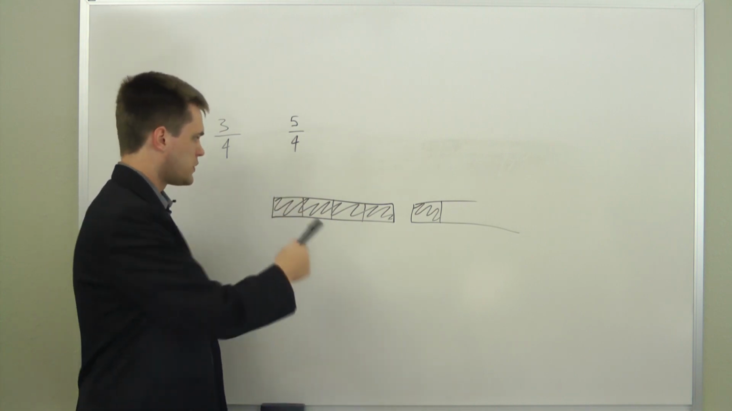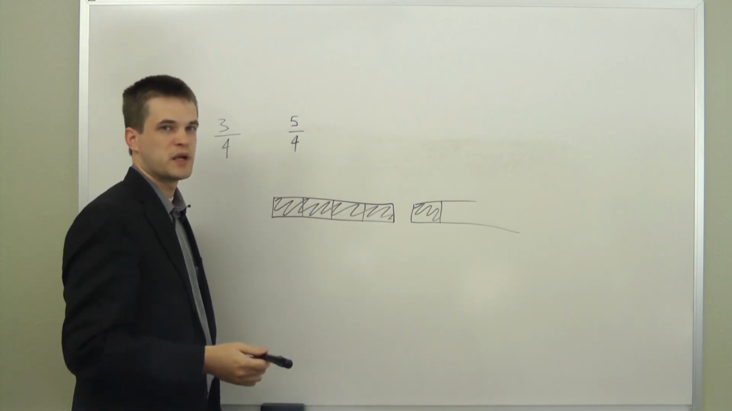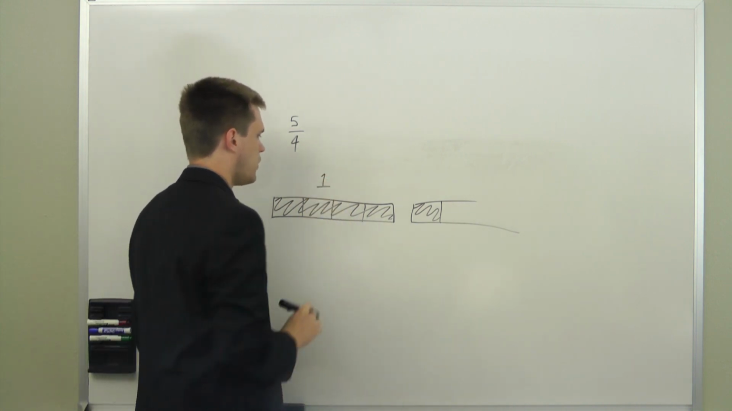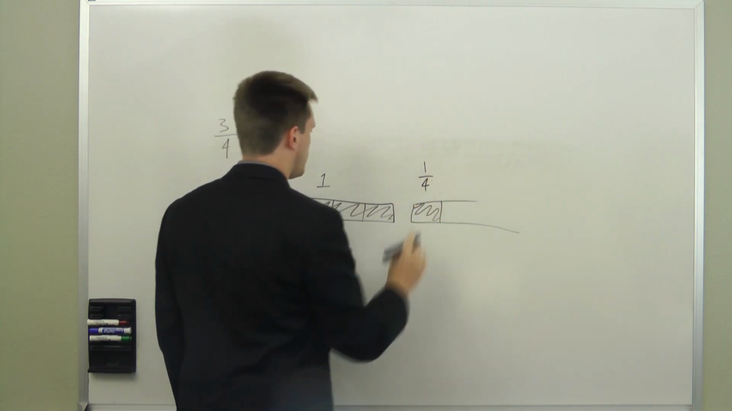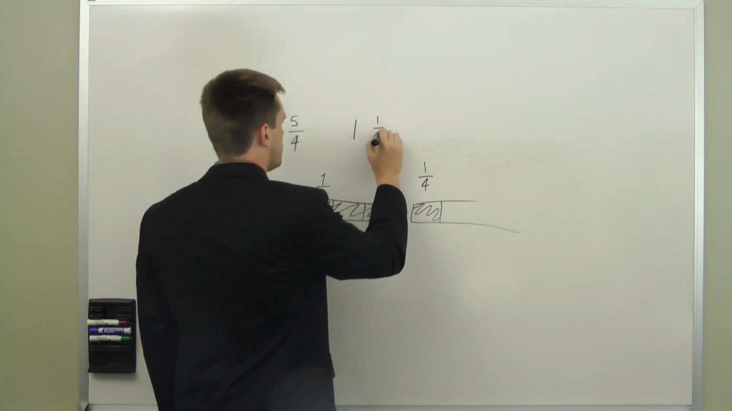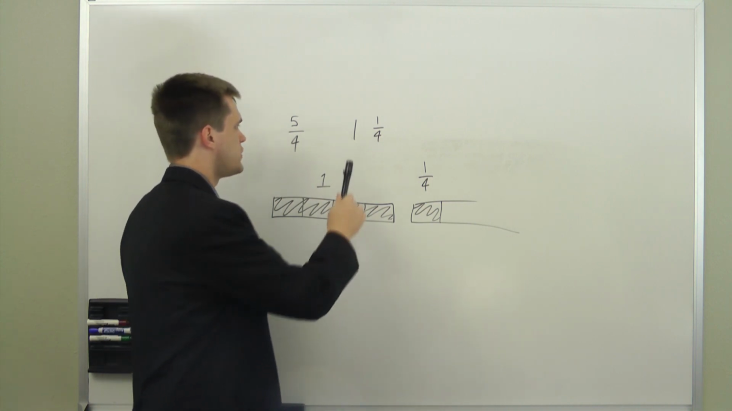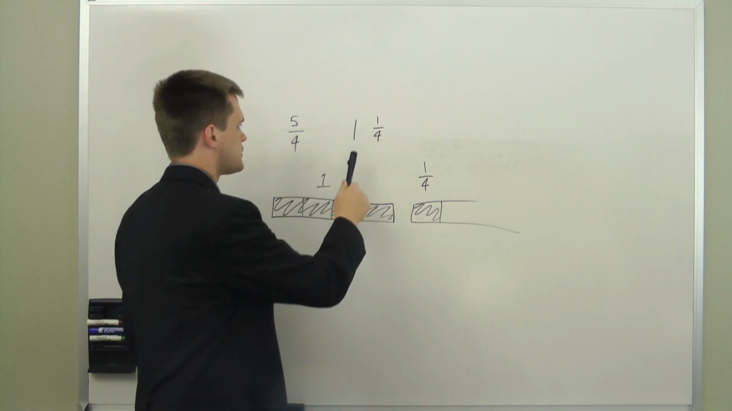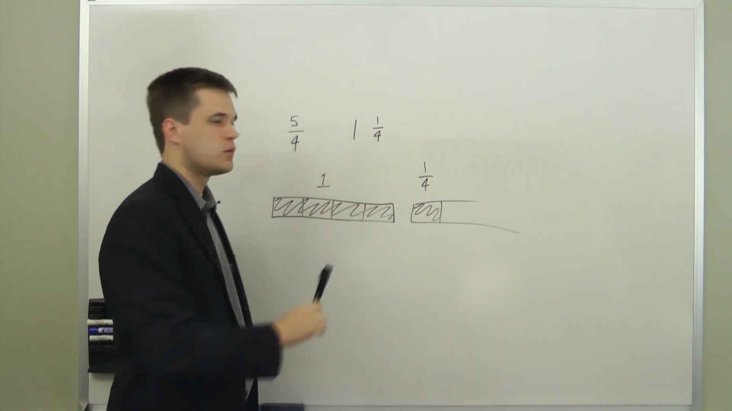Oftentimes when you have a quantity like this, where it's greater than 1, you'll see what's called a mixed number. This is a whole, so we can call that 1. And this over here is another 1/4. So the way you'll see this written commonly is 1 and 1/4. It's called a mixed number because you have an integer part mixed with a fractional part. And so essentially what you're saying is 1 plus 1/4, or 1 and 1/4.